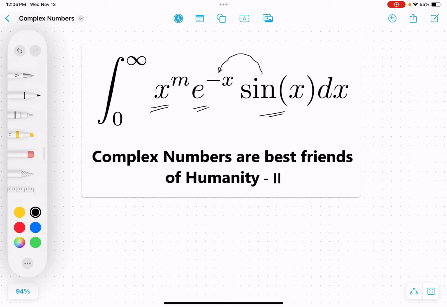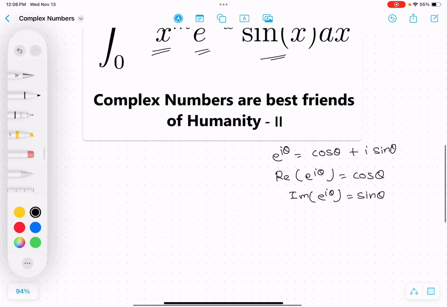So we know that e to the power i theta is just cos theta plus i sin theta, right? So from here I can say that the real part of e to the power i theta is just cos theta, and the imaginary part of e to the power i theta is just sin theta, right?